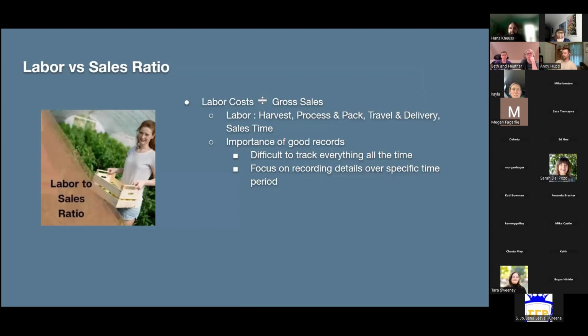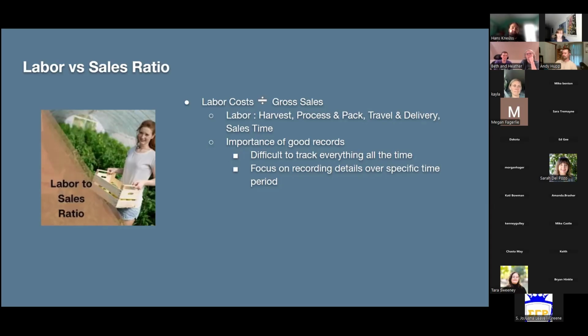And then finally, a basic thing to look at is the labor versus gross sales. Very simple. Your labor costs, so everything from, like I said, the point of harvest to the sale, divided by gross sales. So you're not even looking at net. It'll just give you per hour what you're grossing from that investment. This can be hard to do, but it's good to do it at least periodically. Time yourself, really think about everything it takes to get there.